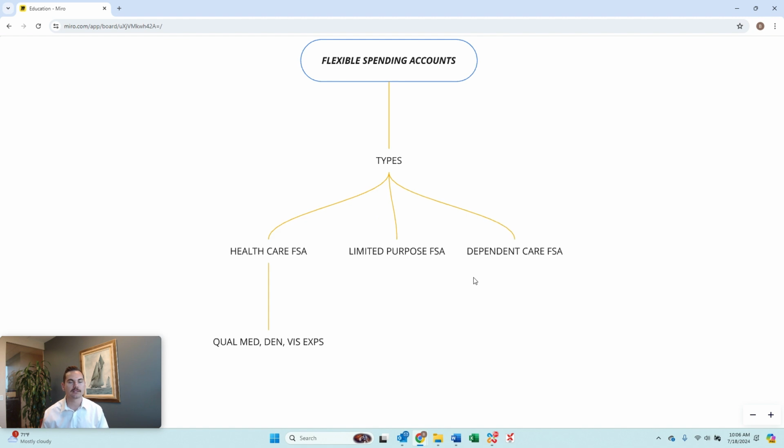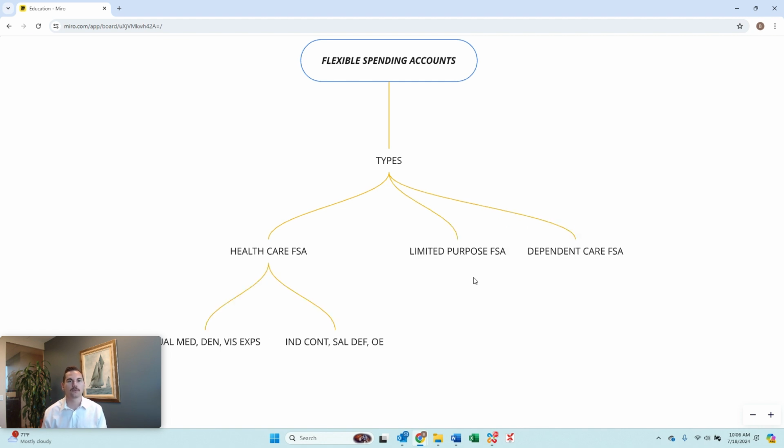With the healthcare FSA, this account is meant to be used for qualified medical, dental, and vision expenses. Now, this is an individual type account, so you can contribute up to $3,200 to a healthcare FSA. And it's also a salary deferral. So you're going to designate a percentage of your paycheck to go into the FSA. And this is done during the open enrollment period.